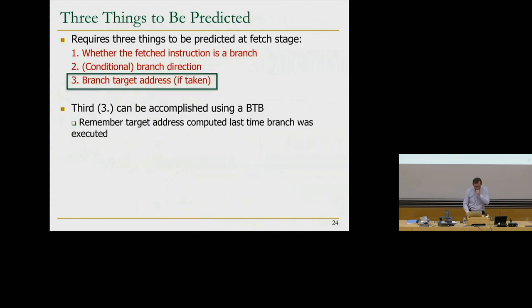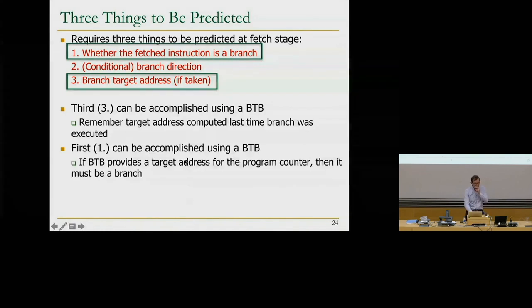Okay, so I've already given you this. Basically, the third one, branch target address prediction, can be accomplished using a BTB. You remember the target address computed last time the branch was executed. The first one also can be accomplished using a BTB. Basically, if the BTB, branch target buffer, provides a target address for the program counter, then it must be a branch, because you recorded it, right? You don't record a target address into the branch target buffer if it's not a branch. You record only when you finish a branch.